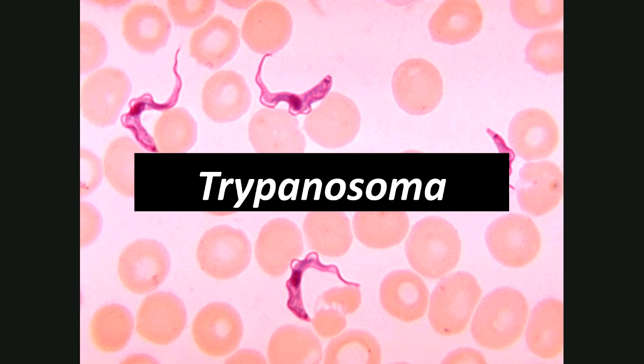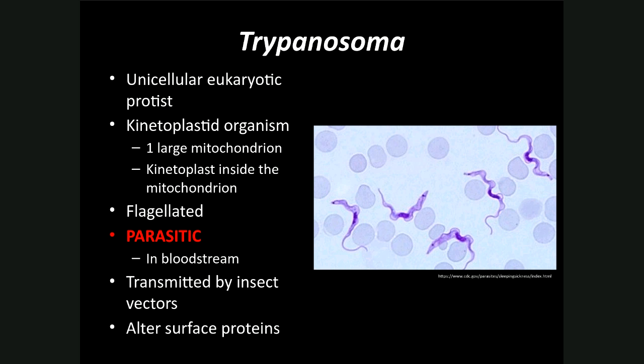So if you have a look at this picture once more, these circles, or semi-round circles, that you see all around this picture are actually human red blood cells. Okay, so generally if you see creatures living inside blood, they should not be there. So that's a clue that they are parasites. Trypanosoma is transmitted by insect vectors, and what makes them tricky to treat is that they have the ability to alter their surface proteins.